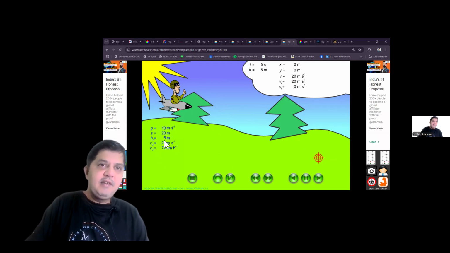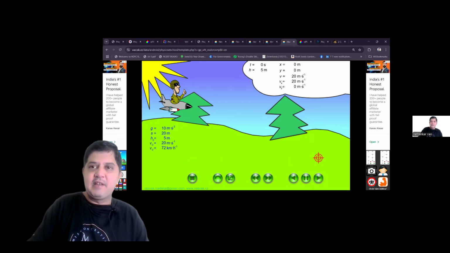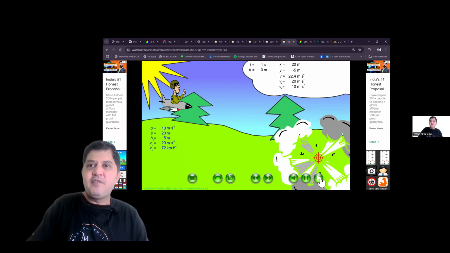S equal to 20 meters, H naught equal to 5 meters, V naught equal to 20 meters per second. Oh, I'm sorry, the velocities are different. That doesn't happen. My prediction was wrong. See, the velocity of this jet is seen to be 72 kilometers per hour, while the velocity of the missile was seen to be 20 meters per second. As a result, when it fires here, the jet moves faster.